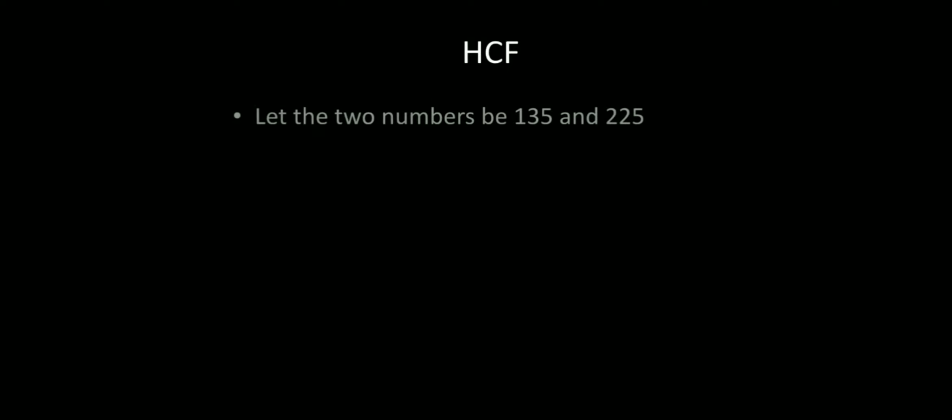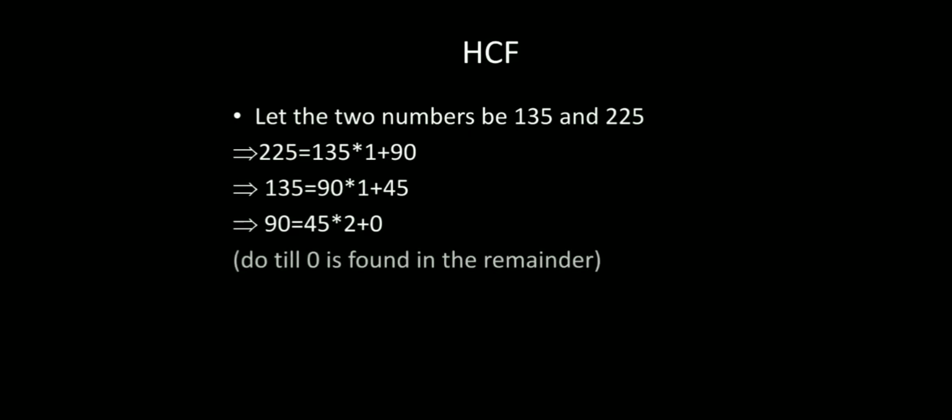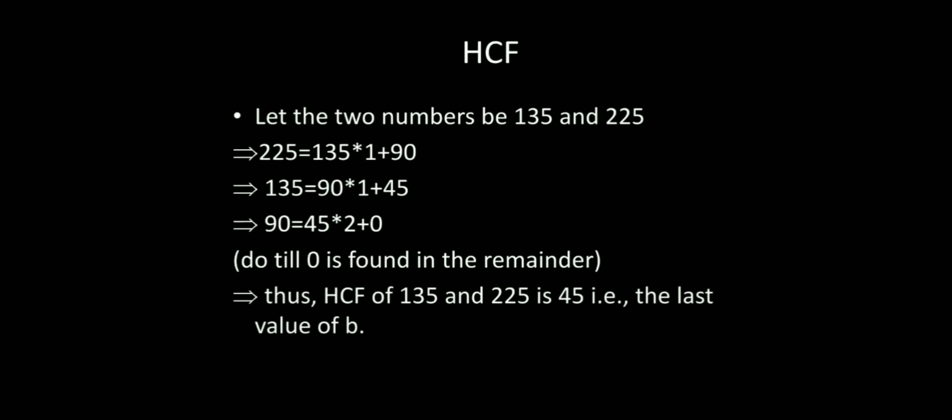We can find the HCF using Euclid's division lemma. How? Let the two numbers be 135 and 225. Okay, we are taking an example first of all to understand it. So 225 and 135. Since 225 is greater than 135, we will write 225 equals 135 into 1 plus 90. Then what will happen here? The b and the r will become the two numbers. B and r, which are 135 and 90, will become the new two numbers, and 135 will be equal to 90 into 1 plus 45.